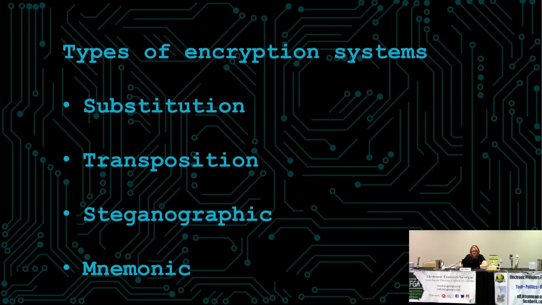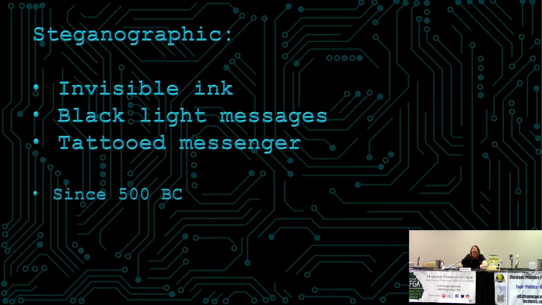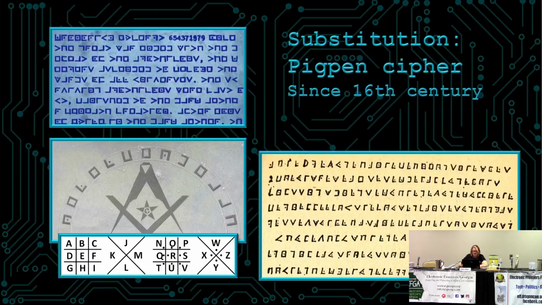So we're going through different types of ciphers. The easiest one is substitution. This is the pigpen cipher, often called the Freemason cipher. Freemasons did not invent it, but they most commonly used it. And you can even go into some Freemason cemeteries and see that they put this cipher on their tombstones.